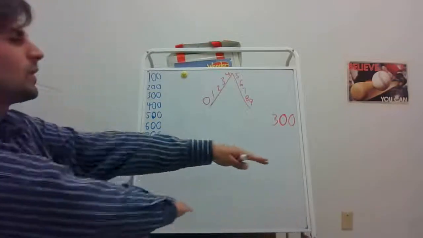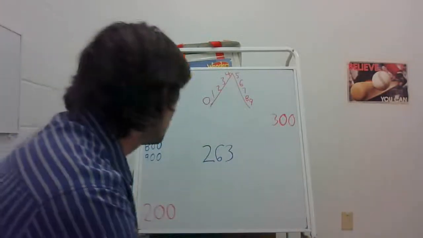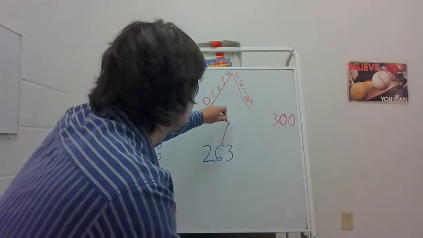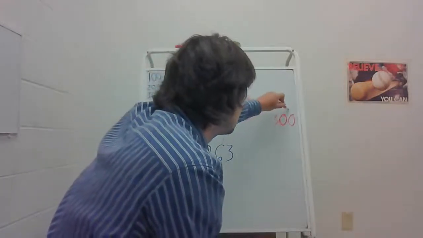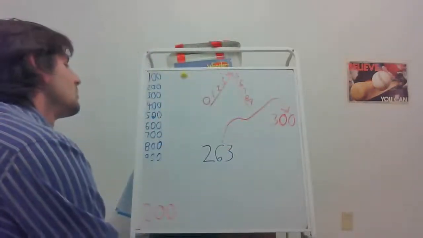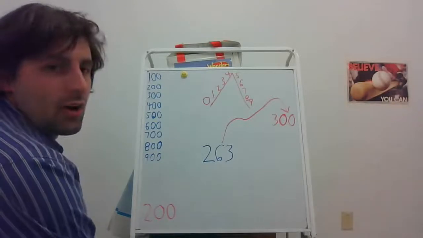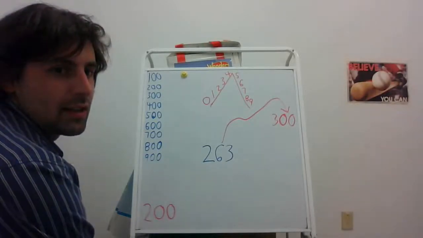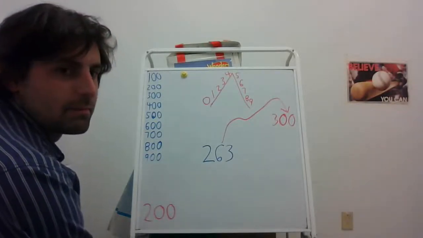Because 5 or more, we round it up. So 263 rounded to the nearest 100 is 300.